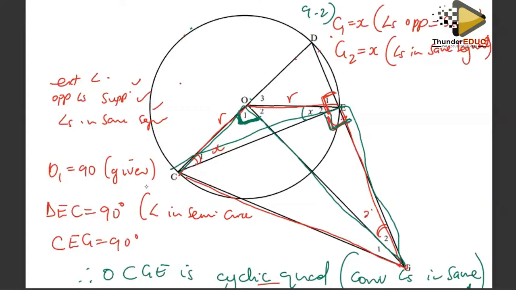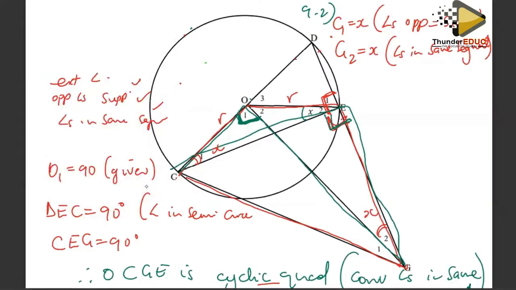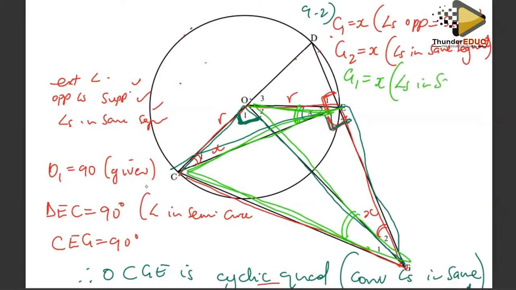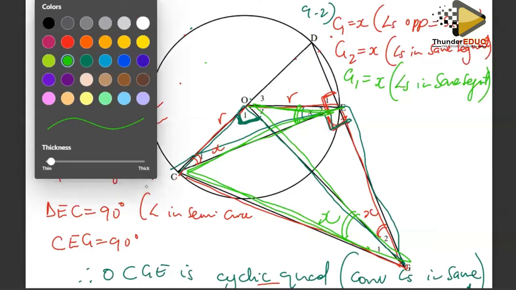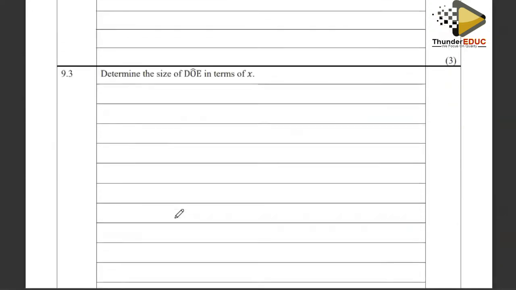If this is x, then we could also observe another x or another bow tie, just like that. So if this is x, meaning that even the G1 is also x, same story, angles in the same segment. All right, so we have G1 as x and then all of that. Okay, so that is how we would have answered that 9.2.